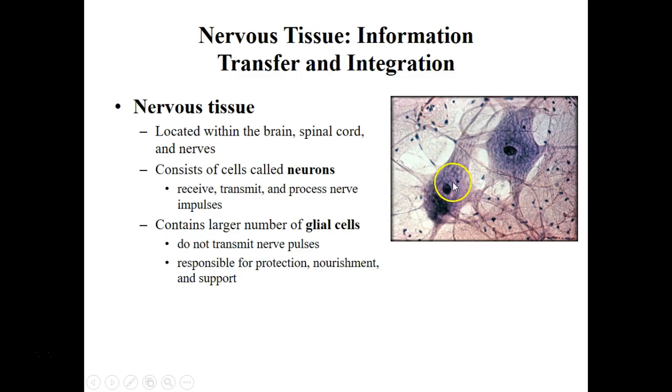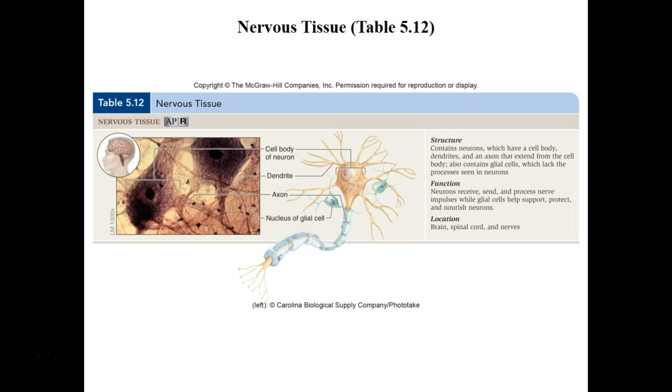So this is a neuron right here, these large structures with the big nucleus in the middle. And then all these tiny little dots outside the neurons, those are neuroglial cells. So neurons send and receive signals and process information, whereas glial cells support and protect the neurons. So there is your nervous tissue, located in the brain, spinal cord, and nerves of the body. I told you the functions already as well.